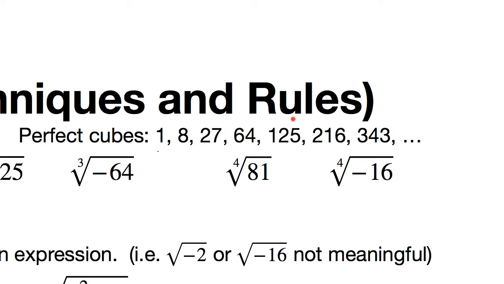5 times 5 times 5. 6 times 6 times 6. 7 times 7 times 7. Rarely your book uses this. It's mostly the first couple, up to 125. Sometimes 216. Alright, so just so I point those out, that's good.